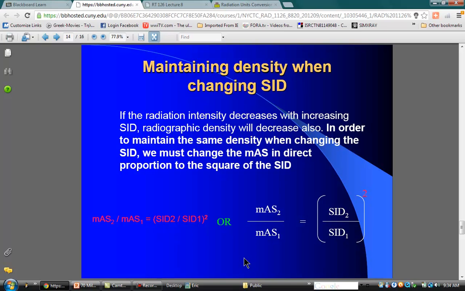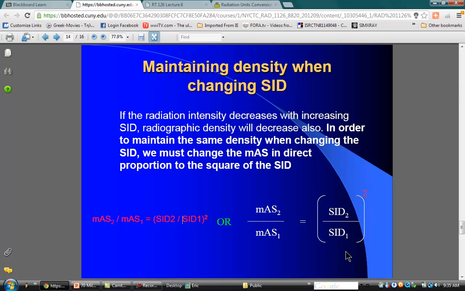And it states, if the radiation intensity decreases with increasing SID, which is very true, right? When the SID increases, we're going to have a smaller intensity. The radiographic density will decrease also. In order to maintain the same density when changing the SID, we must change the mass in direct proportion. So remember, this is a direct proportion. 2 matches with 2, 1 matches with 1.